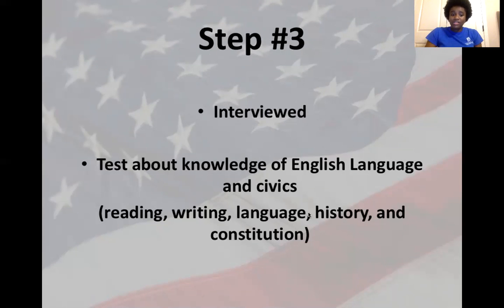During the interview process, they test you on your knowledge of the English language, and they also test you about the history and the current government. So like, who's the president? How many senators are there? How many states are there? Stuff like that. Understand the written language. What does this say? Tell me how to say this in English, stuff like that. So that's what happens during the interview process.